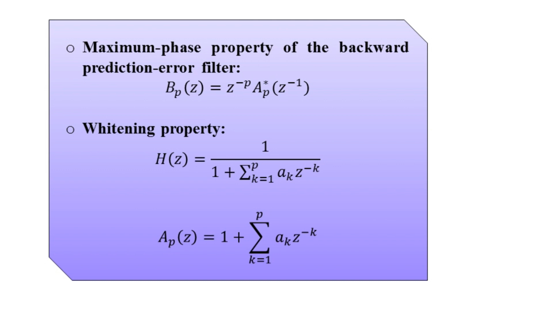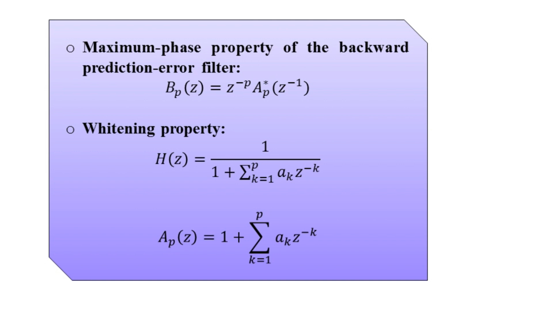Here the response of the prediction error filter will be a white noise sequence that generally we denote W of n here. And for this particular case, the prediction error filter, if we consider, will whiten the input random process, generally x of n, and therefore this particular filter will be called a whitening filter, hence the name of the property, whitening property.